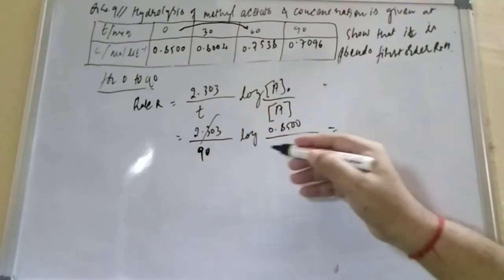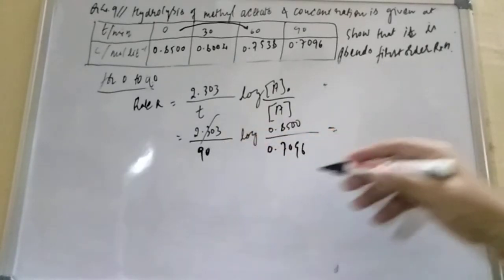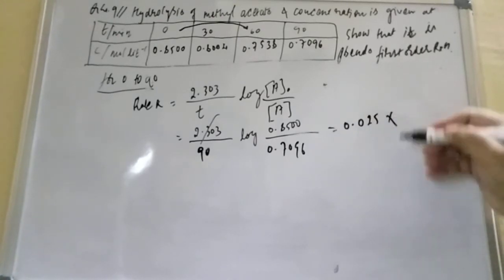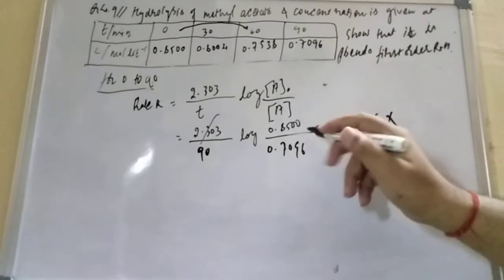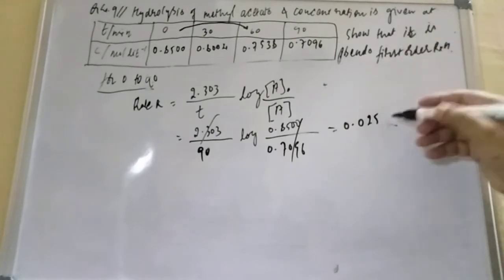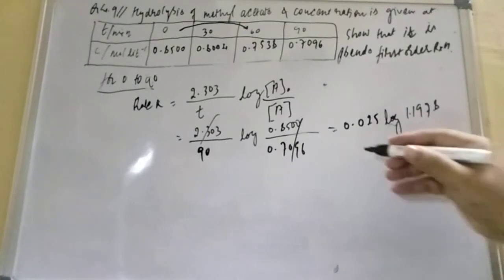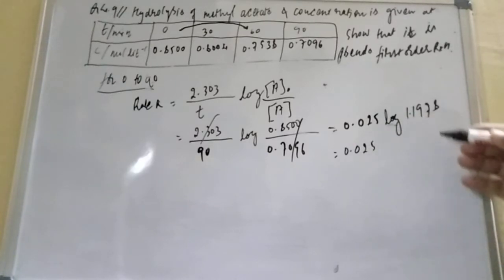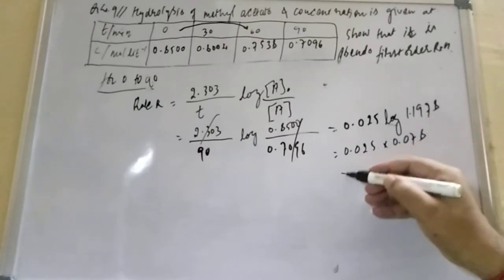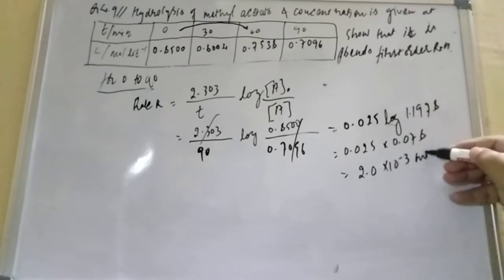The time interval is 90. And the value at 90, how much is there? 0.7096. If you divide it out, student, you will get 0.025, and log A naught upon A, if you divide this, you will get log 1.1978. If you see 0.025 times log 1.1978, it is coming 0.078. If you multiply this again, it is coming 2.0 into 10 power minus 3. This is also minute inverse.